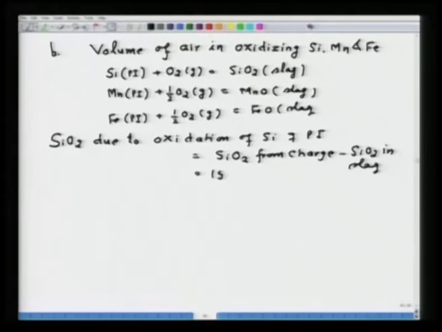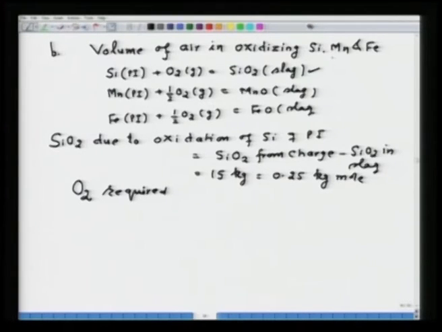So, this quantity comes around say 15 kg, and this is equal to 0.25 kg mole of silicon that gets oxidized. So, O2 required would be how much? As a result of this reaction, 1 mole silicon needs 1 mole oxygen. So, for 0.25 mole, you require 0.25 moles of oxygen.